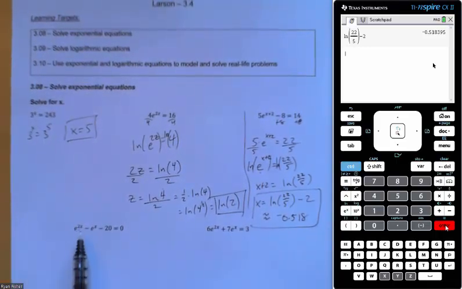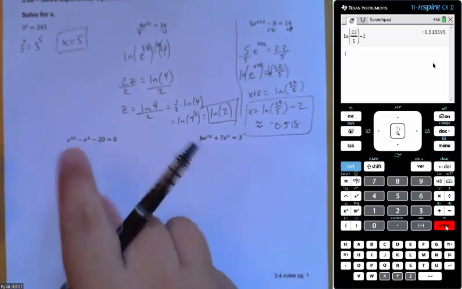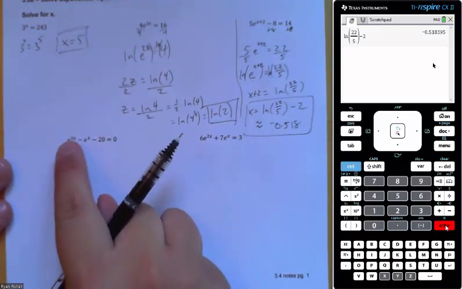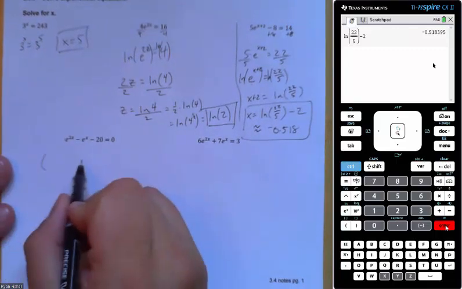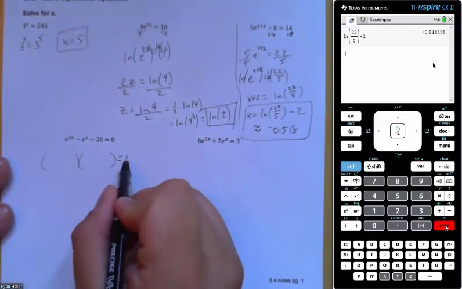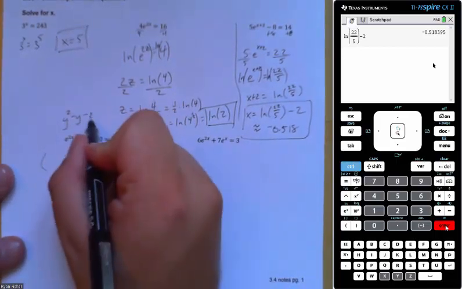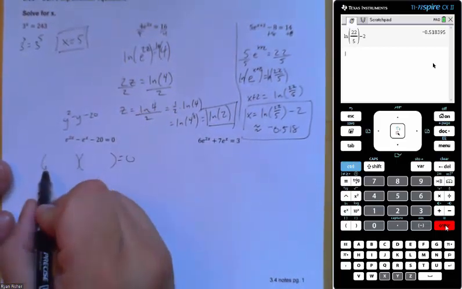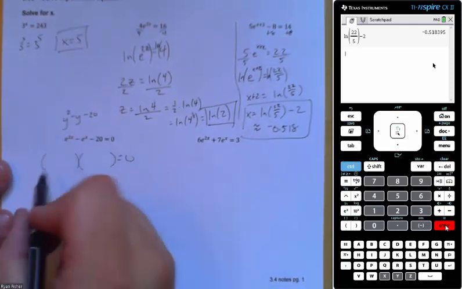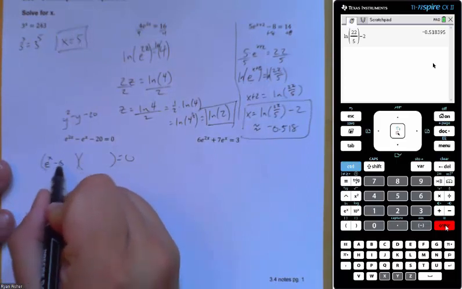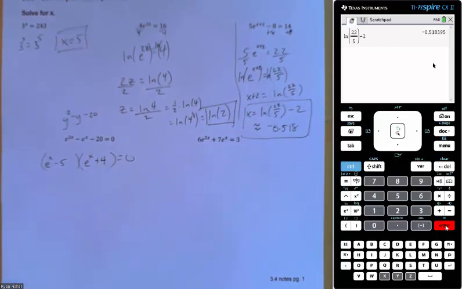e to the 2x minus e to the x minus 20 equals 0. Oh, this has a similar structure to y squared minus y minus 20 equals 0. I think, as we saw at the outset of the course, we could factor this. y squared minus y minus 20 factors to be y minus 5 and y plus 4. Or how about e to the x minus 5 and e to the x plus 4 equals 0.